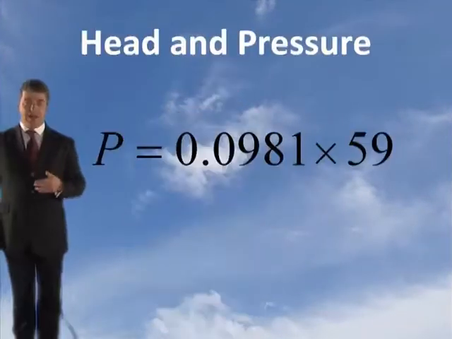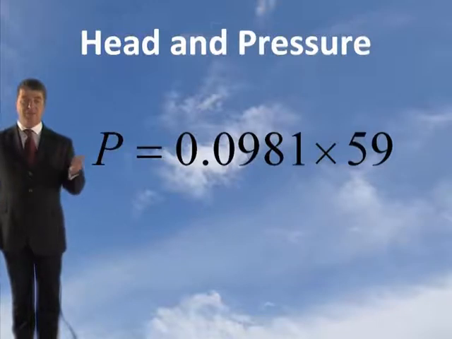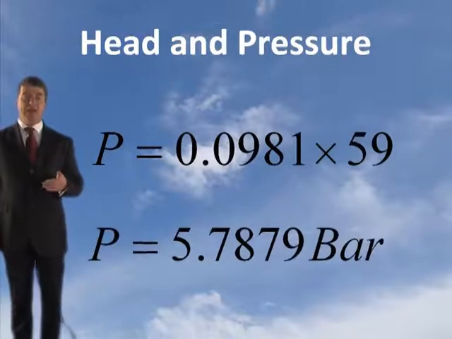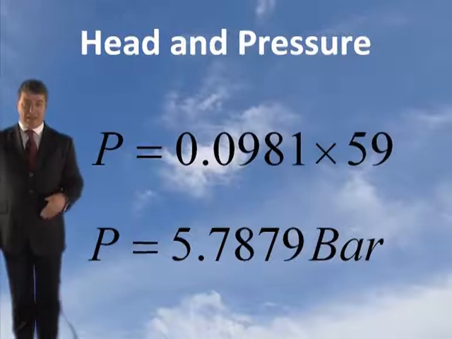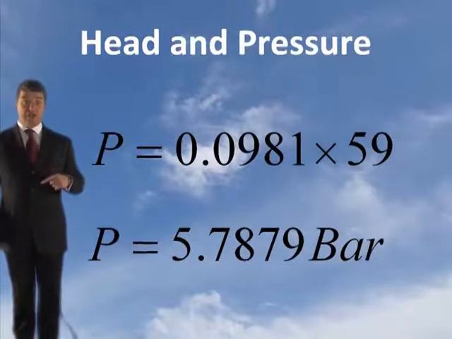Well, firstly, you need to know the pressure required to raise the water 59 metres, and this is the formula. P equals 0.0981 times the height, and it comes out at 5.7879 bar. So you need 5.7879 bar, even ignoring friction, just to get the water to that height. And it's only running at 5 bar.